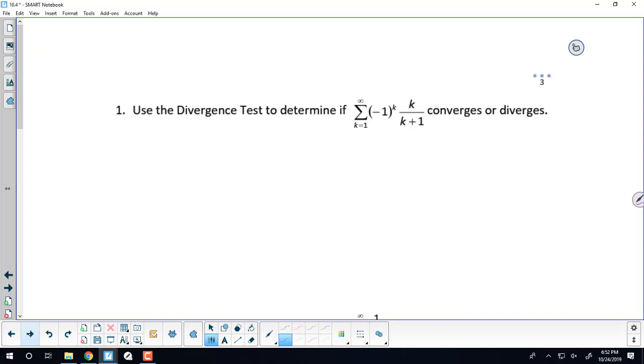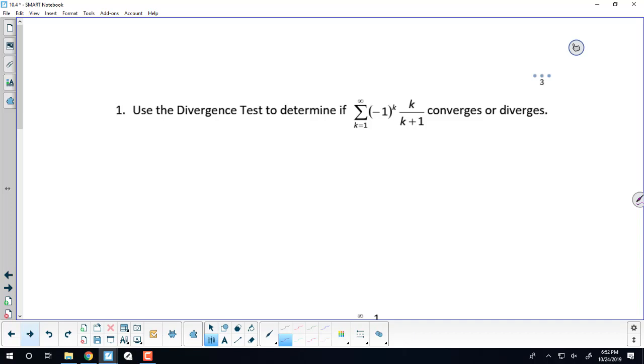All right, so really when you see a series, it may or may not say use this particular test to determine. But I would recommend you start off with the divergence test because it's a really simple test. And if the limit is not 0, the series diverges and you're done. There's nothing left to do. But anyhow, use the divergence test to determine if the sum of (-1)^k times k over k plus 1 converges or diverges.